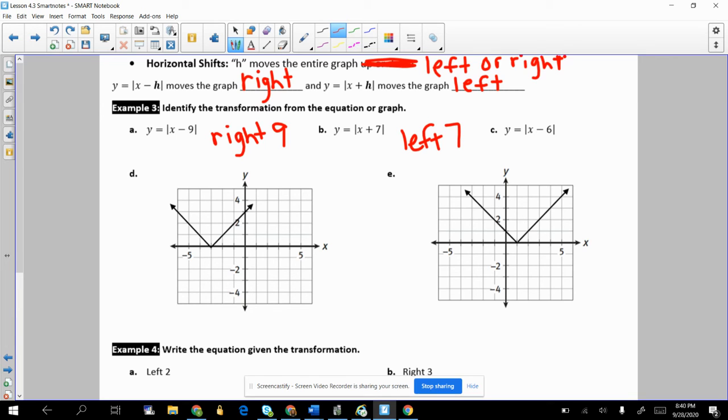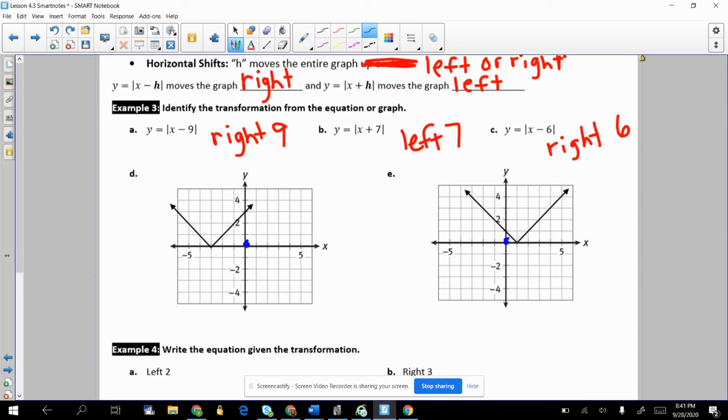And then go ahead for part C. I'd like you to answer, what do you think it does? y equals the absolute value of x minus 6. And hopefully you answered that it moves your parent function to the right 6. Awesome.